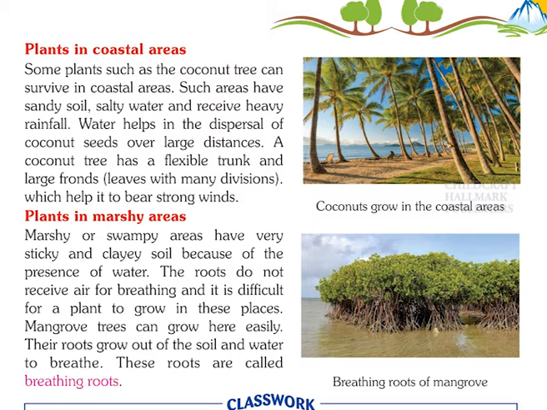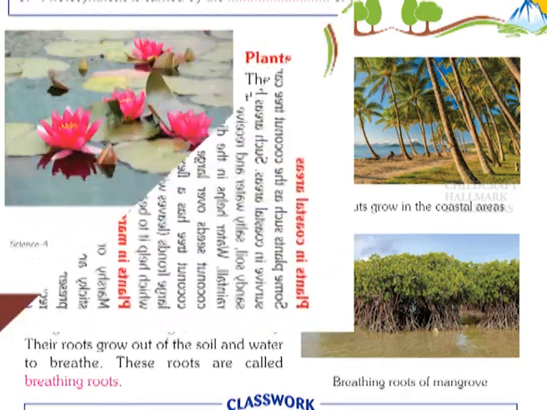Plants in marshy areas. Marshy or swampy areas have very sticky and clayey soil because of the presence of water. The roots do not receive air for breathing, and it is difficult for a plant to grow in these places. Mangrove trees can grow here easily. Their roots grow out of the soil and water to breathe. These roots are called breathing roots.